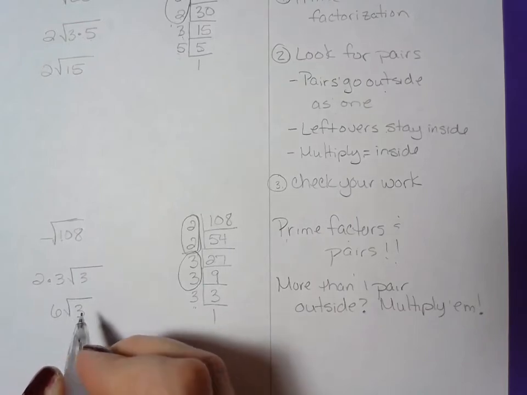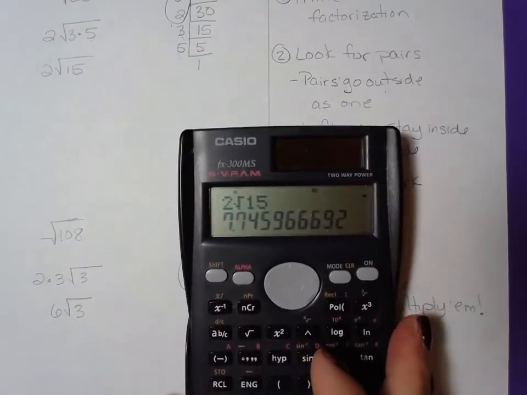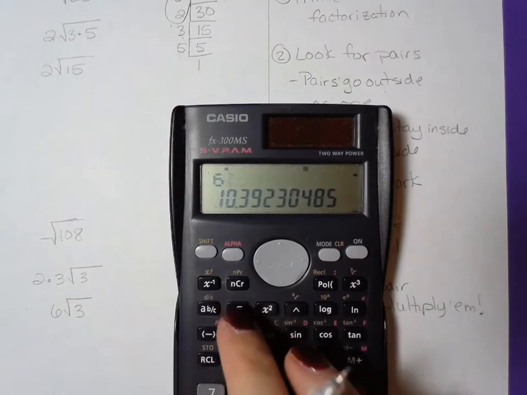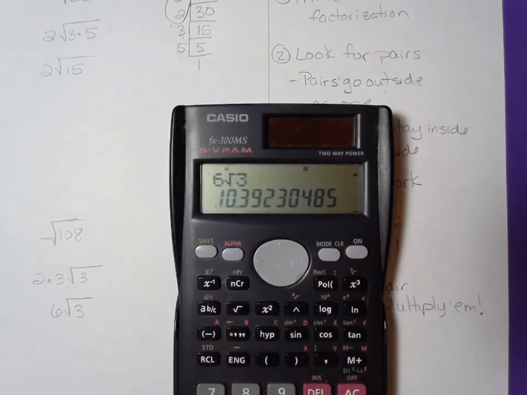And then we want to check our work. So we're going to take that calculator. We're going to say the square root of 108 is 10.39. And let's see if 6 square root of 3 matches that 10.39. So 6 square root of 3, nothing changed. So we have the correct simplification of the square root of 108.